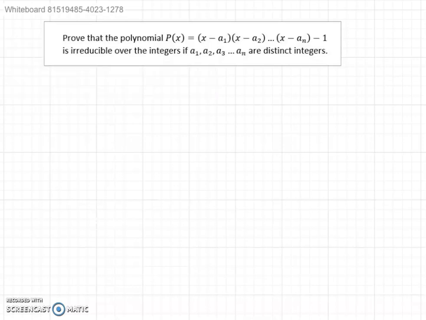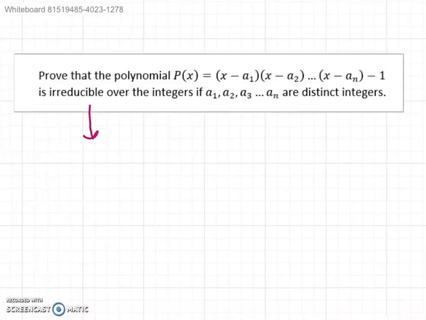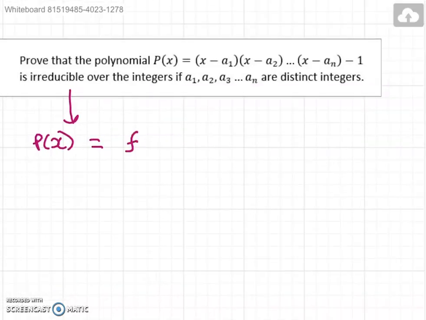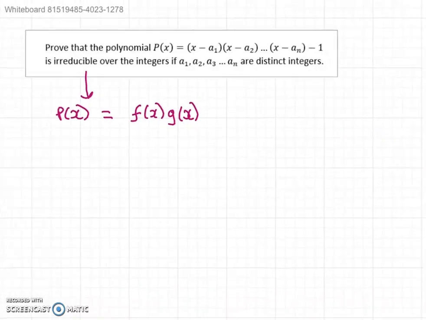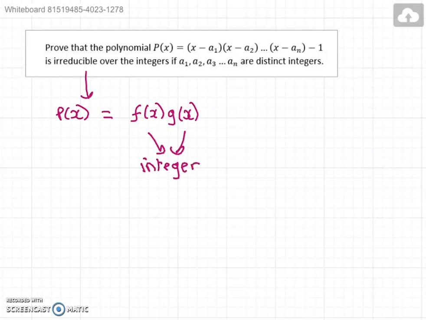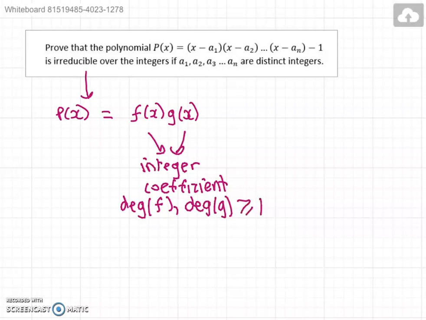So to prove a polynomial is irreducible over the integers, we need to show that we can't write p of x as the product of two polynomials f of x and g of x, where f of x and g of x have integer coefficients and both of them have degree at least 1. Okay, so we want to prove we can't find polynomials f and g that satisfy these conditions.